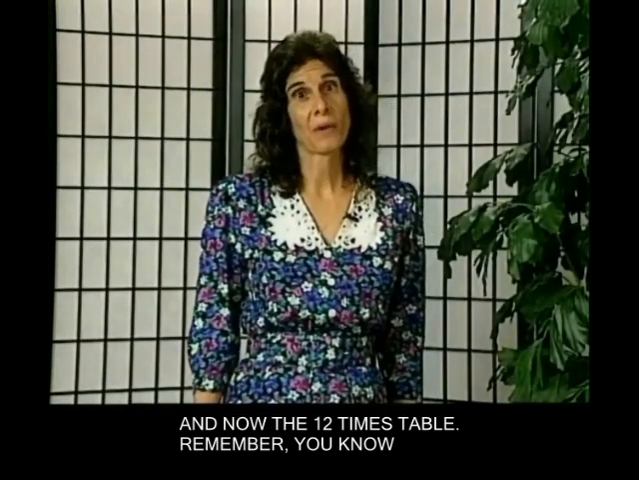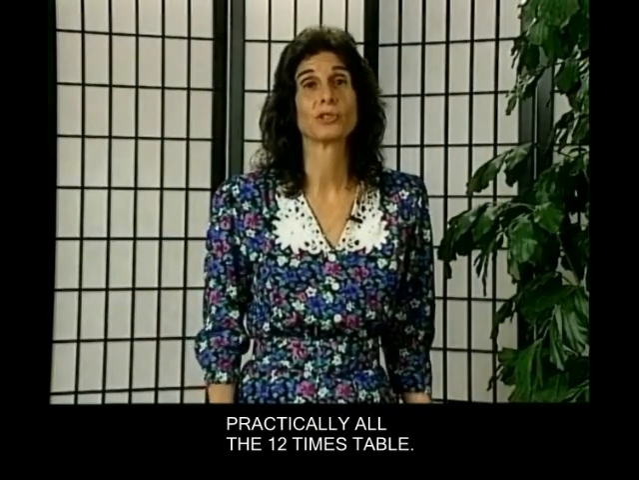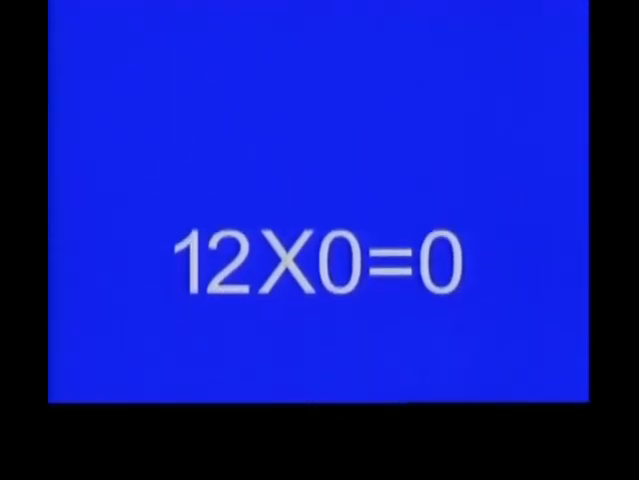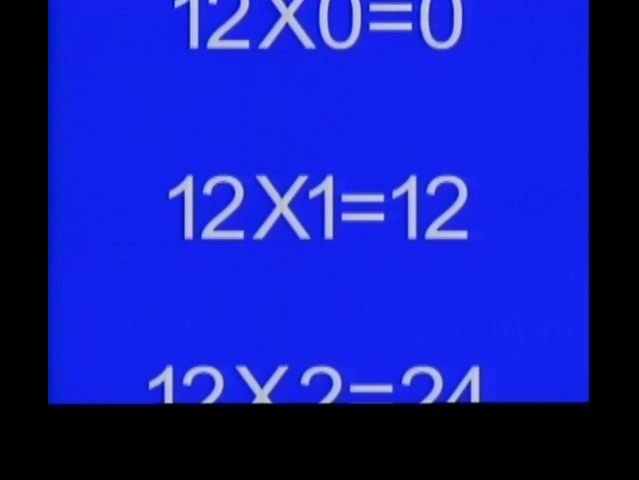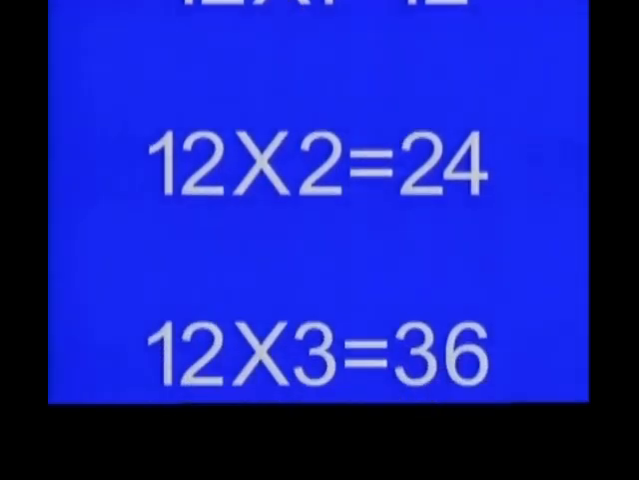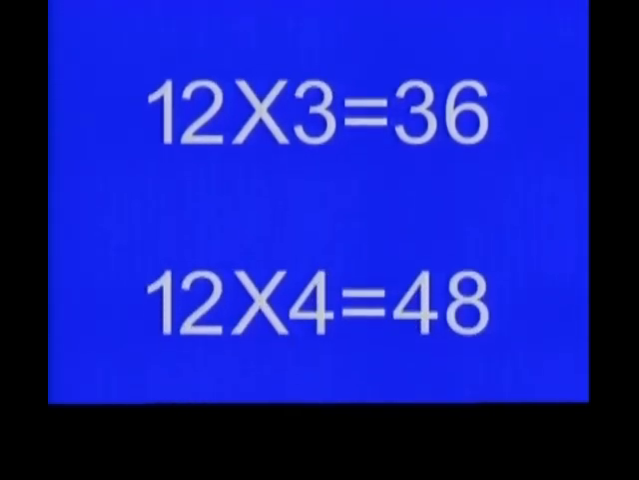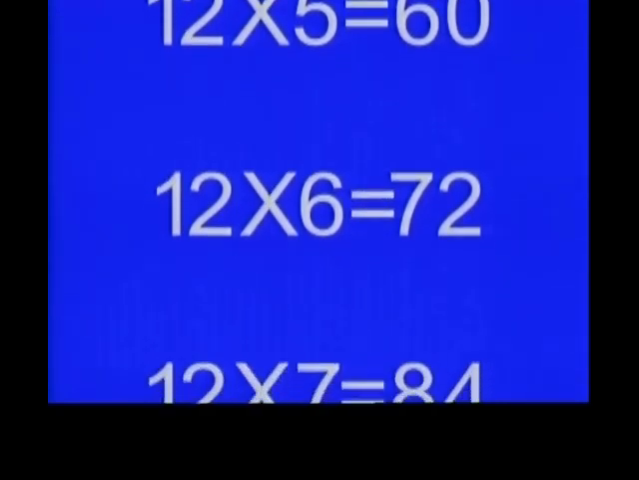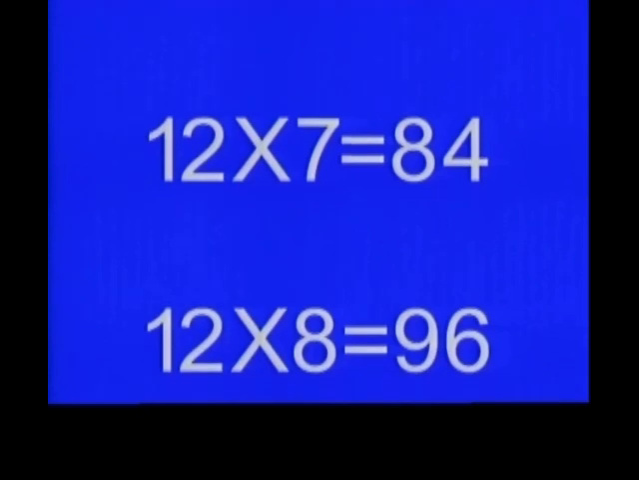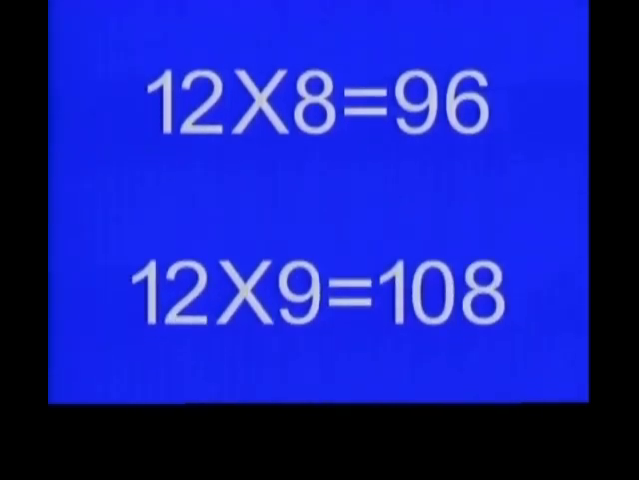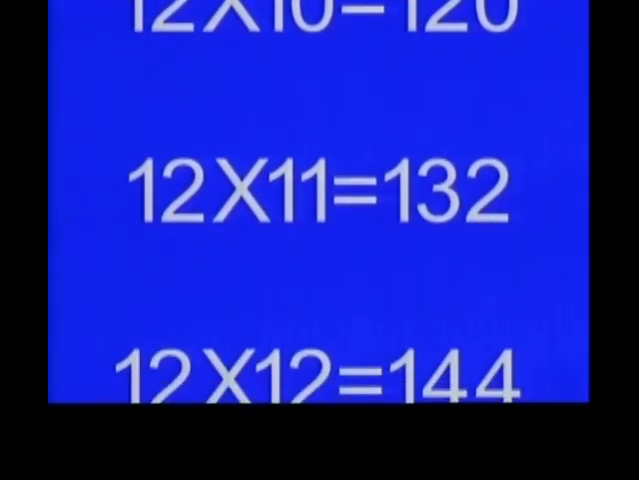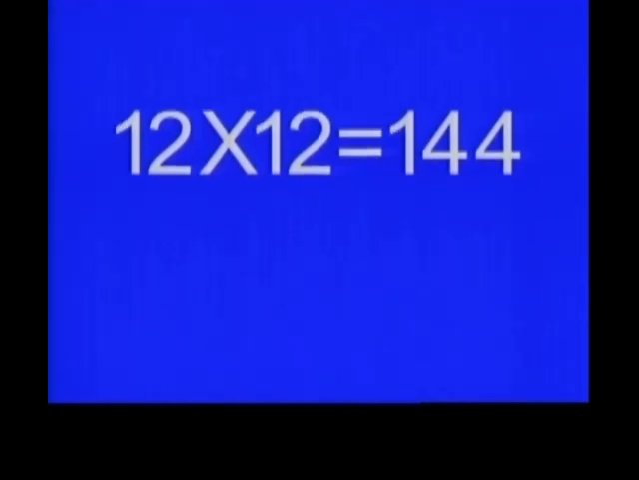Remember, you know practically all the 12 times tables. You know it all the way up to 12 times 11. 12 times 0 is 0. 12 times 1 is 12. 12 times 2 is 24. 12 times 3 is 36. 12 times 4 is 48. 12 times 5 is 60. 12 times 6, 72. 12 times 7, 84. 12 times 8, 96. 12 times 9, 108. 12 times 10, 120. 12 times 11, 132. 12 times 12 is 144.